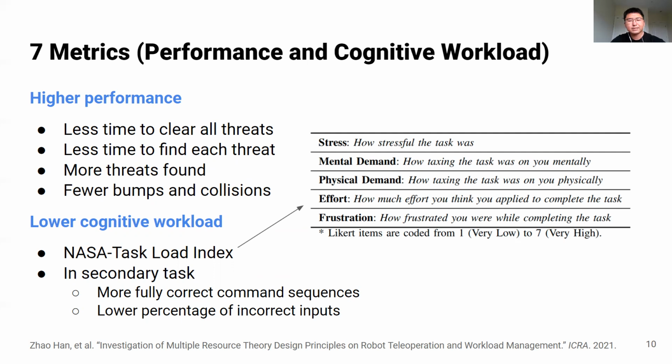In the task load index, we asked 5 questions. For stress, we asked how stressful the task was. For mental demand, how taxing the task was on you mentally. For physical demand, how taxing the task was on you physically. For effort, they were asked how much effort you think you applied to complete the task. For frustration, how frustrated you were while completing the task. For the secondary task where we introduce more cognitive workload, the workload is lower if there are more fully correct command sequences and a lower percentage of incorrect input.